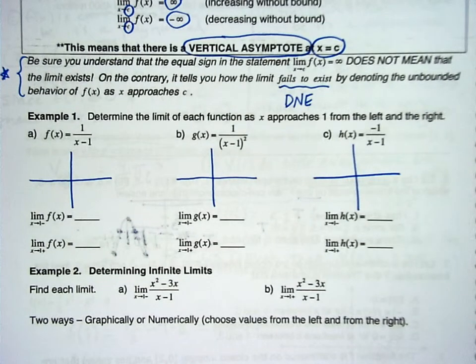Where are their asymptotes for this one? At positive 1, right? So we look at the denominator. The denominator always gives us our vertical asymptote. So you should have vertical asymptotes for all of them at x equals 1, x equals 1, x equals 1. They all have that same vertical asymptote.